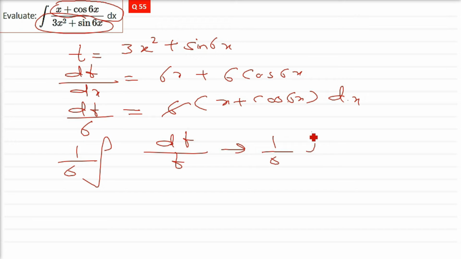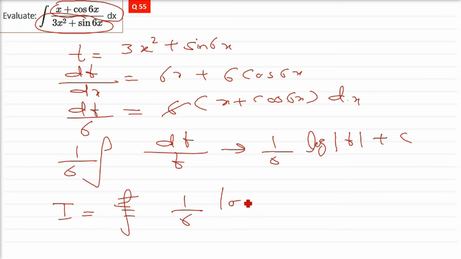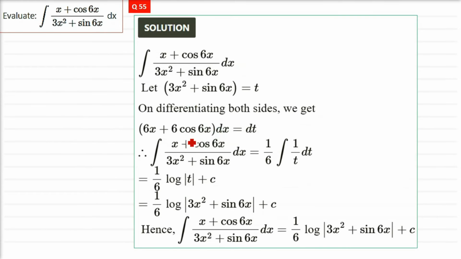dt by t is log t. 1 by 6 is the coefficient. So the integration will be 1 by 6 log modulus of what was t? 3x square plus sine 6x plus constant of integration. That's your final result. So this is how you can do it, and the best way to write is in this way. When you take 3x square plus sine 6x as t, all will be easier for you.